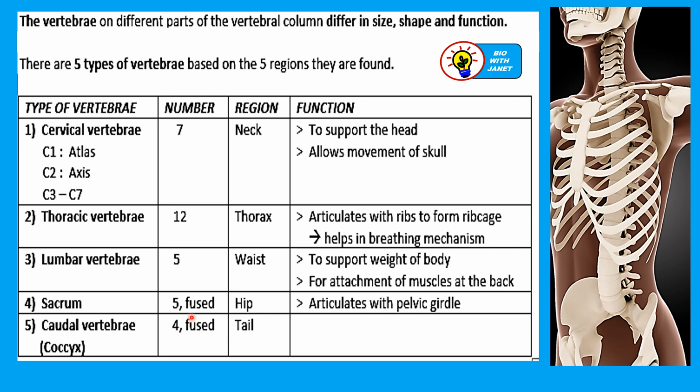Now the sacrum consists of 5 vertebrae that are fused together. The sacrum is found here and it articulates with the pelvic girdle on both sides. So the sacrum connects the vertebral column to the pelvic girdle. Caudal vertebrae or coccyx, the bones can be called the coccyx. There are 4 caudal vertebrae that are fused together, and they are called the tailbones.